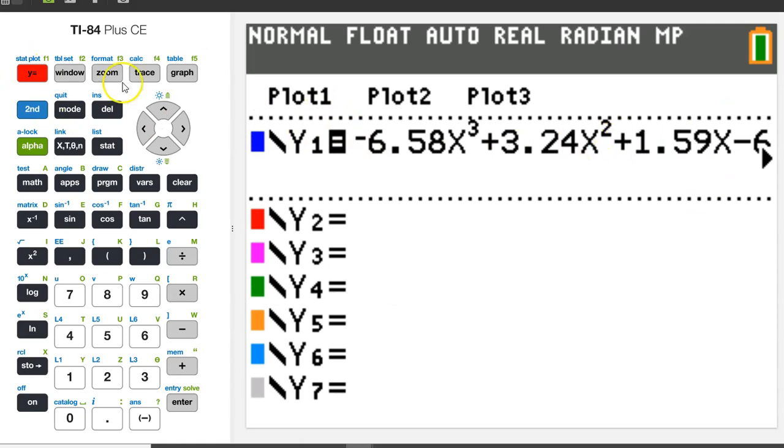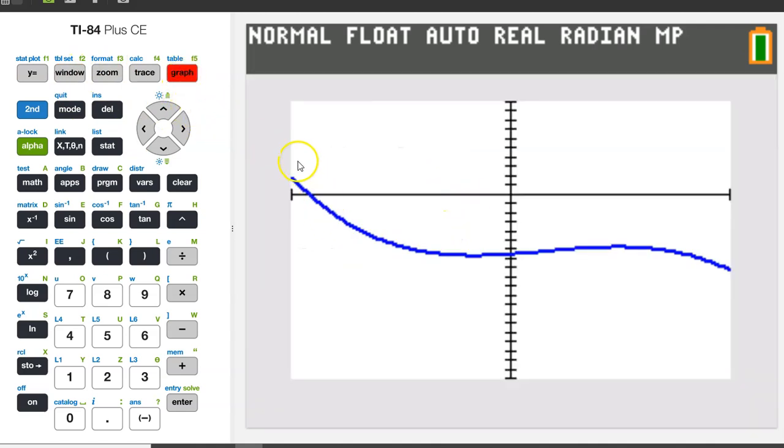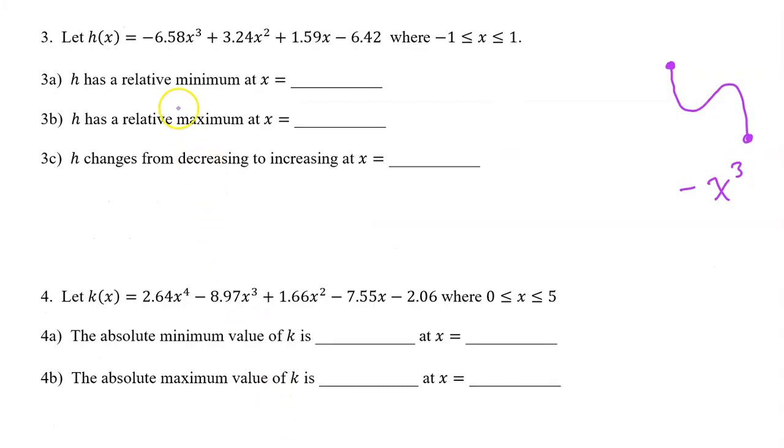So here I've typed it in, and I have adjusted my x min and x max to -1 and +1. Let's hit graph and see what's going on. And the end behavior matches what we predicted, so I feel like we're seeing what we need to see. So they're asking us to first find the location of the relative min. Okay, so we're looking for the one that's around in this area.